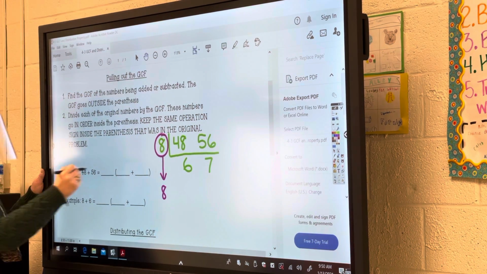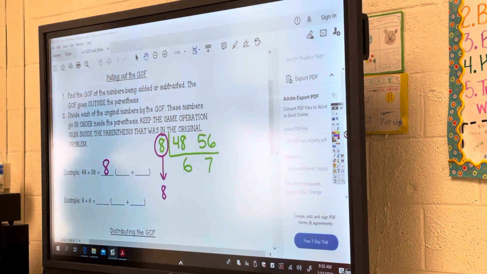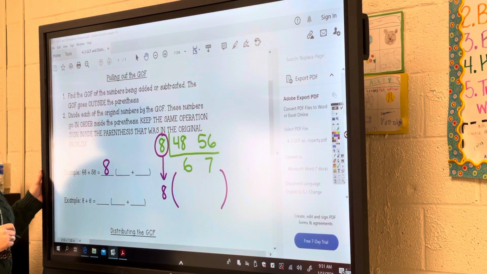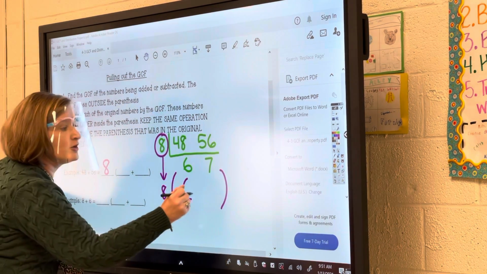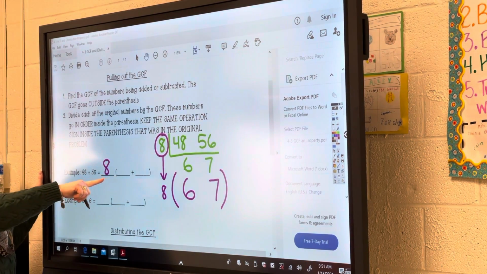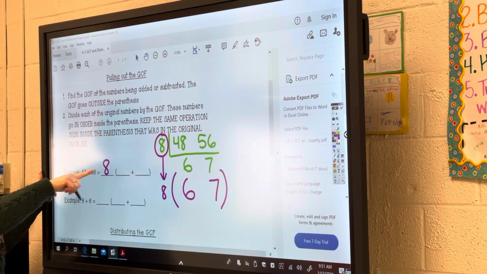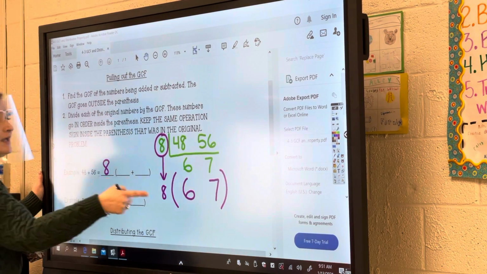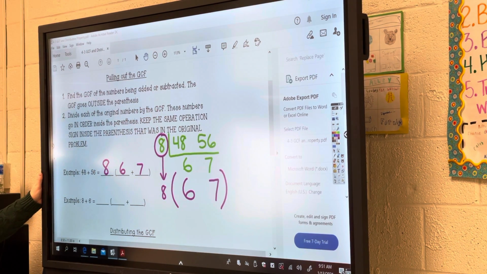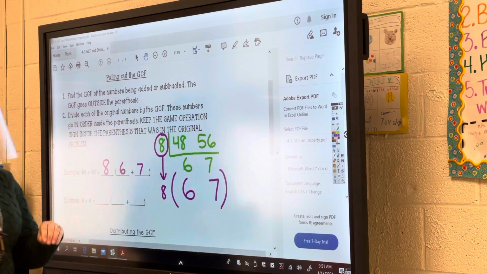So my GCF goes on the outside of my parentheses. Then all you do is draw your parentheses and bring your numbers down. So over here, I've got 48 plus 56, so I keep my plus sign, and I put a 6 and a 7. Pretty easy, right? Yes, ma'am. All right, let's try the next one.